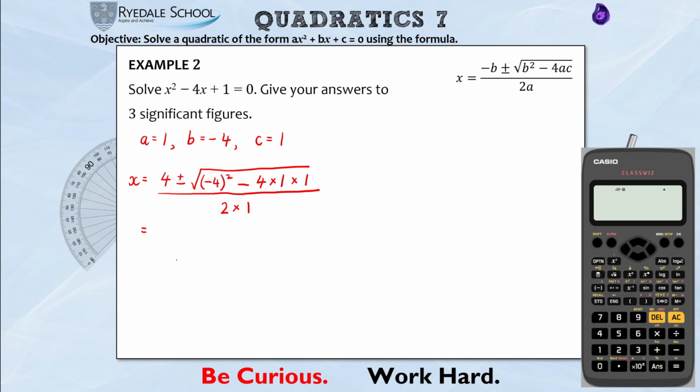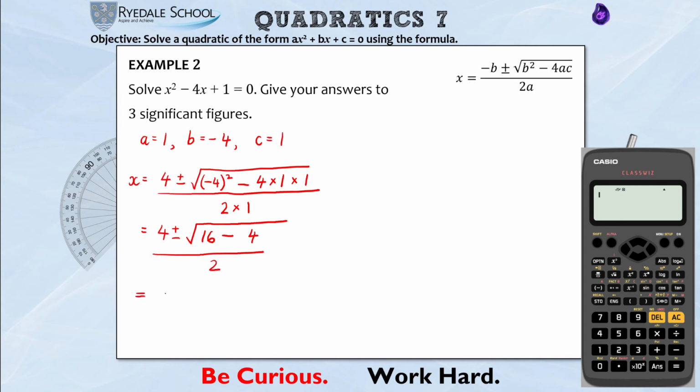So let's tidy this up a little bit. It's 4 plus or minus the square root of. So let's remember that a negative number squared is positive. So negative 4 squared is 16. And I am subtracting 4 times 1 times 1, which is 4. And I'm dividing it by 2.